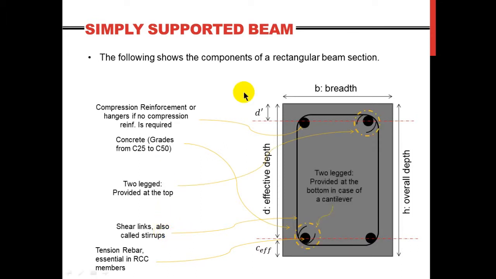So basically when we have a sagging moment, then this is the way we tie the stirrups. But when we have a case like a cantilever, that is a hogging moment, then we tighten this way. And basically this is because we don't want this to open up under tension.